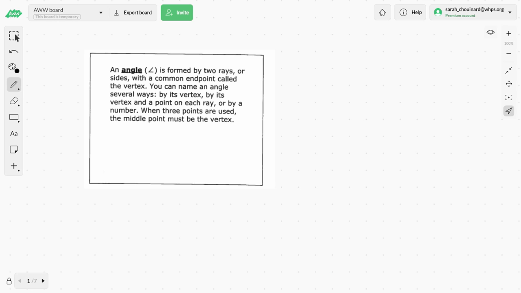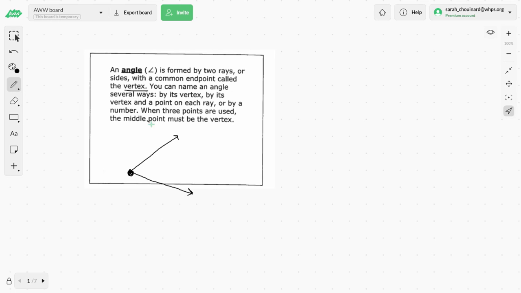All right, so this video covers page 3 in your yellow packet. So we are going to be talking about angles. Angles are formed by two rays. Rays are lines that have an endpoint with an arrow coming off of them. So this is one ray, this is another ray. And so they both have a common endpoint, which is called the vertex.